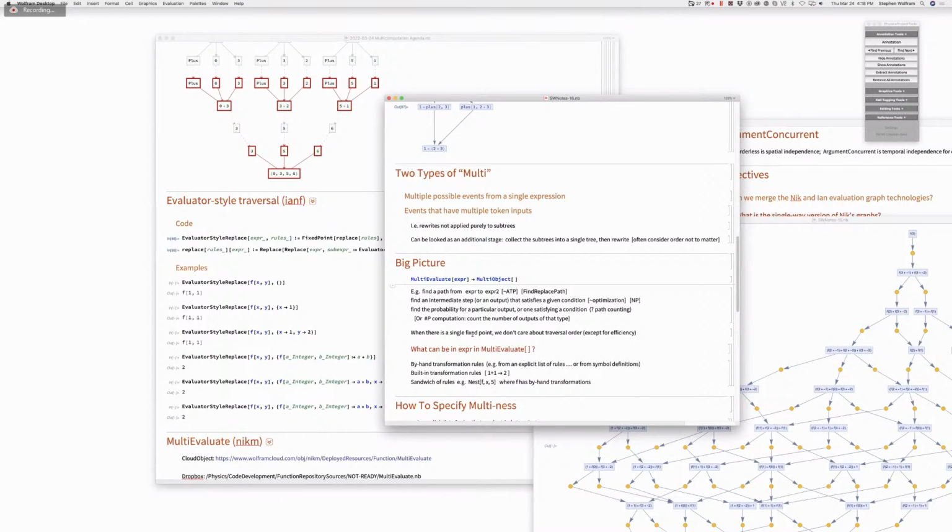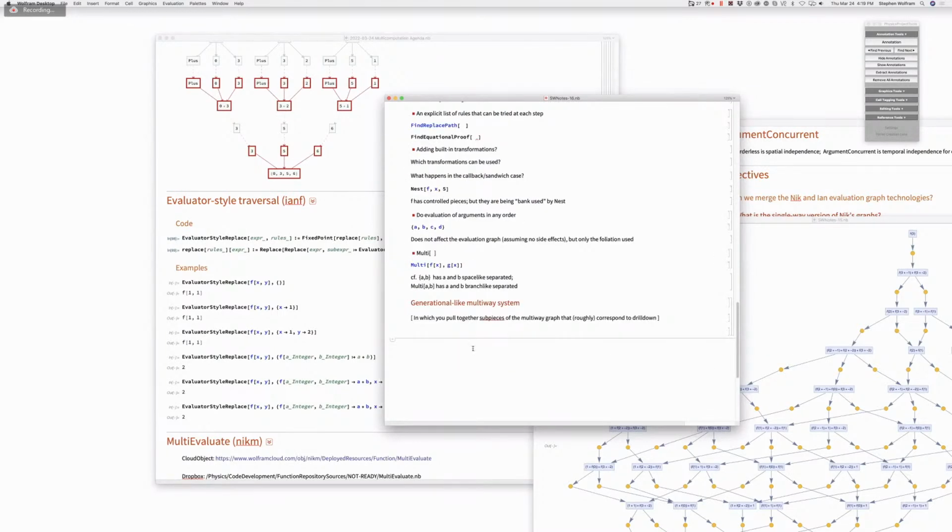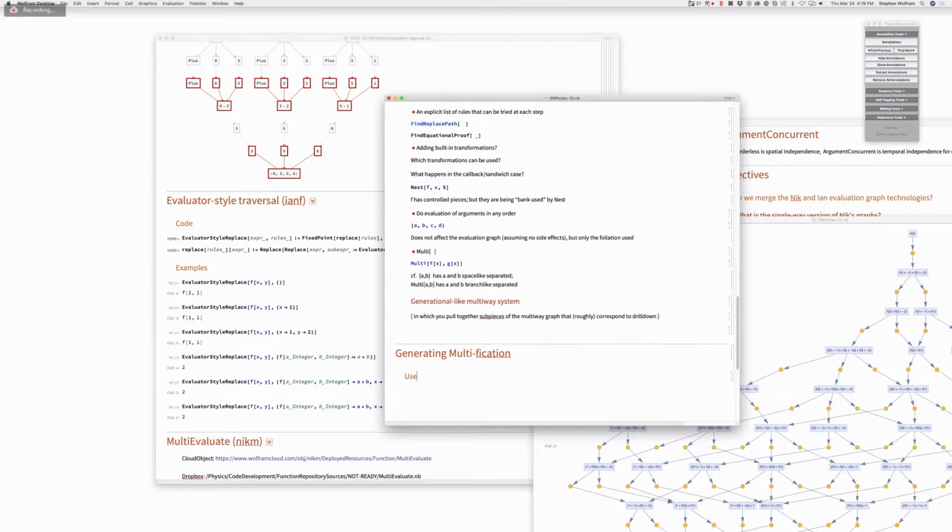Mm-hmm. What is less clear is how to do the multiplication when it isn't just a list of, okay, so look, generating multiplication. Okay, so one method is use replace list. And that's what's going to be good for explicit lists of rules.